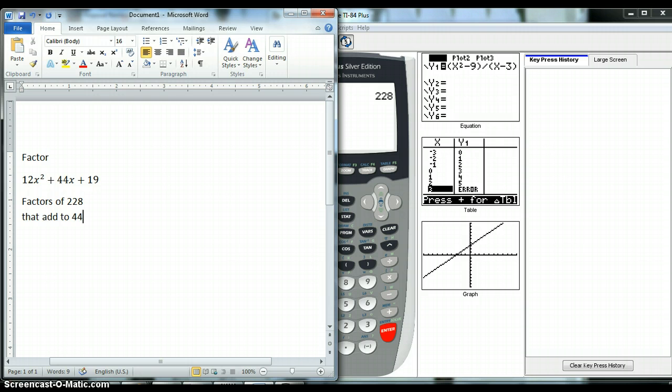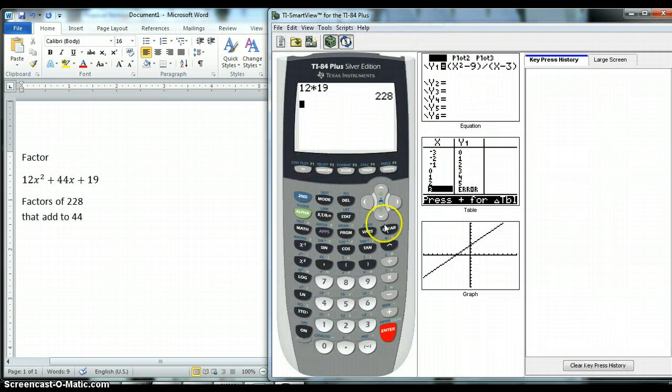And that can be a pain, right? Because we could start going down the list and say 228 and 1, and then 114 and 2, and there's a bunch of these. So to find these factors of 228 that add up to 44, we can use the calculator to help lay out the factors.